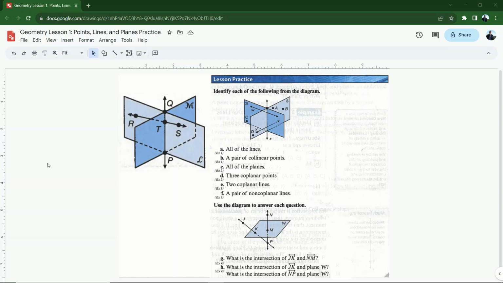And actually, let's just focus on those 3 points for a moment. Point Q, point T, and point P. Now notice, because all three of those points lie on that line, and that line is at the intersection of M and L, what can we say about whether those points lie on those planes? Do Q, T, and P all lie on plane L? Yes. Do Q, T, and P all lie on plane M? Yes. But I thought that 3 points determined a unique plane.